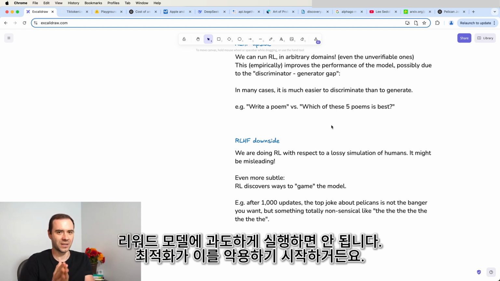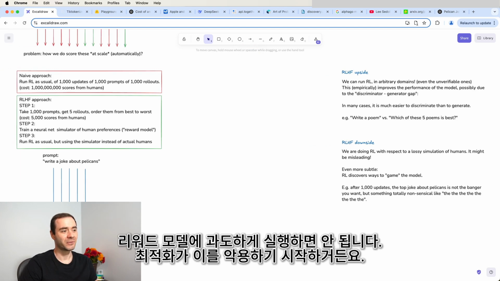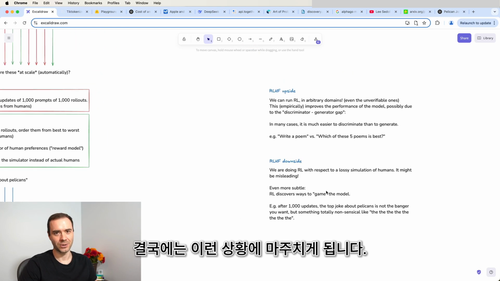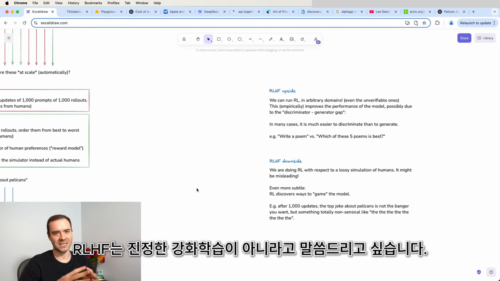You can't run too much against this reward model because the optimization will start to game it, and you basically crop it, and you call it, and you ship it. You can improve the reward model, but you come across these situations eventually at some point. So what I usually say is that RLHF is not RL.